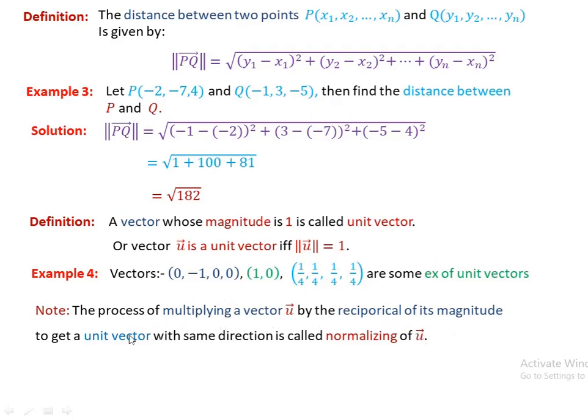Note: the process of multiplying a vector u by the reciprocal of its magnitude, to get a unit vector with the same direction, is called normalizing the vector u. Now, what is normalizing of vectors, or what is the unit vector? That means when we normalize, we make the vectors into unit vectors. That means 1 over norm of u times vector u is called a unit vector in the direction of u, or vector u over norm of u is the unit vector in the direction of u.